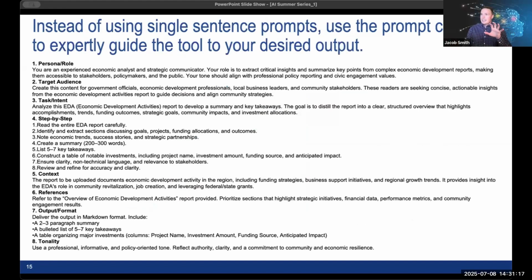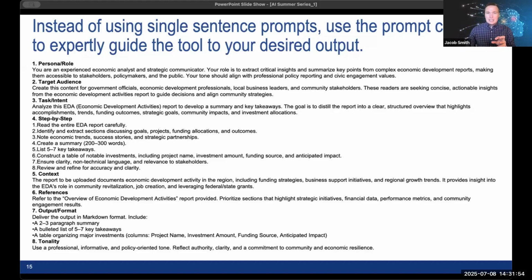And you'll see here, it's an entire page of context. The prompt canvas itself has 8 different categories that you can see here in bold: persona role, target audience, task intent, a step-by-step set of instructions, context, references, and notes about how you want the output to be formatted, and then the tonality of the output. These LLMs have gotten really good at being able to walk through these prompts and actually perform the actions or the tasks that you want in a very structured way.